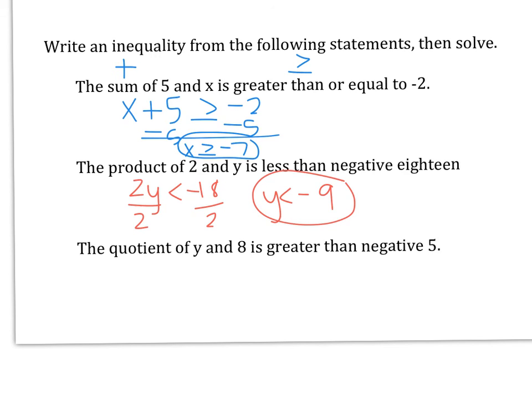All right, in the last example, the quotient of y and 8, so that means division, so y divided by 8 is greater than -5. Multiply by 8 to get rid of the division by 8, and we get y is greater than -40.